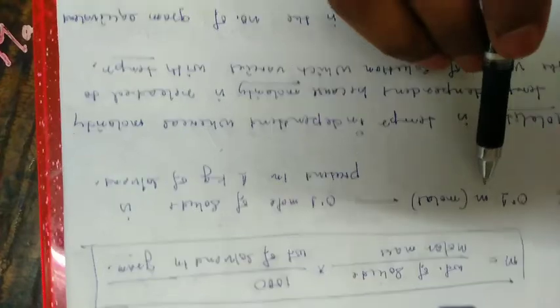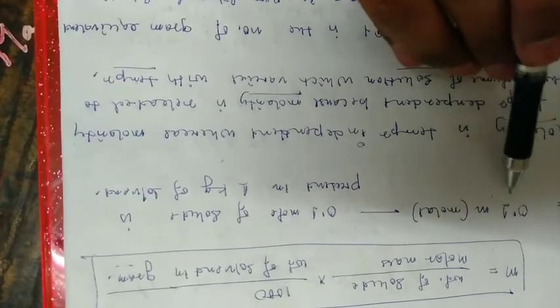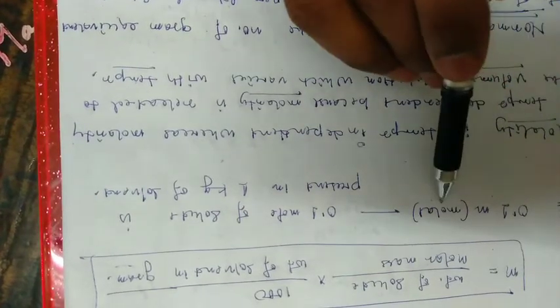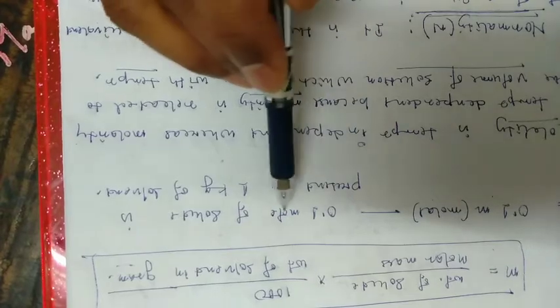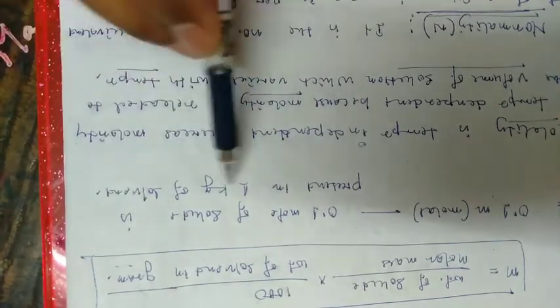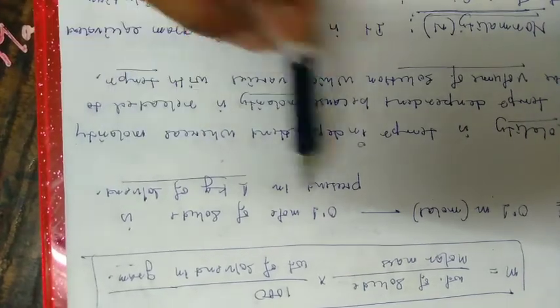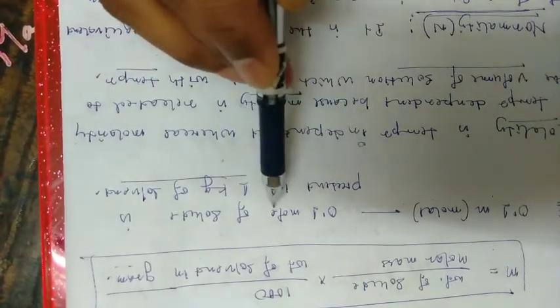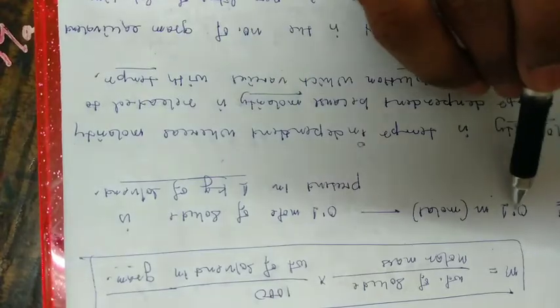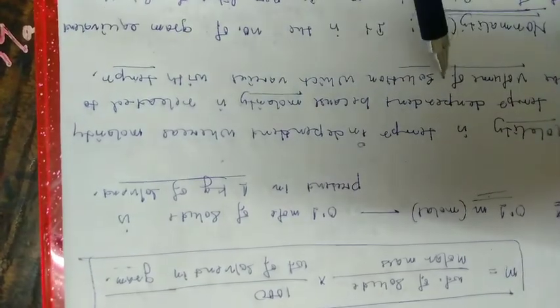So let us consider a solution whose concentration is given in molality, 0.1 molal solution. That means 0.1 mole of solute is present in 1 kilogram of solvent. So in 1 kilogram of solvent, how many moles of solute are there? 0.1 mole of solute is there in 0.1 molal solution.